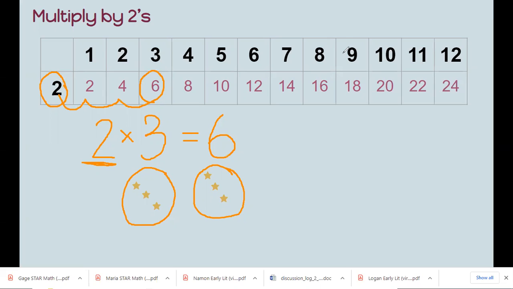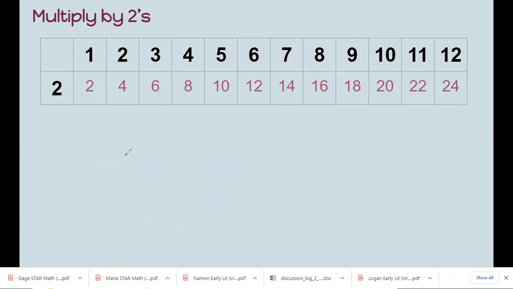The next one I'd like you to do with me. So go ahead and pull out that paper and pencil and write this equation down on your paper. 2 times 5. Write that down. Now let's draw our picture. It's asking me, what is 2 groups of 5?